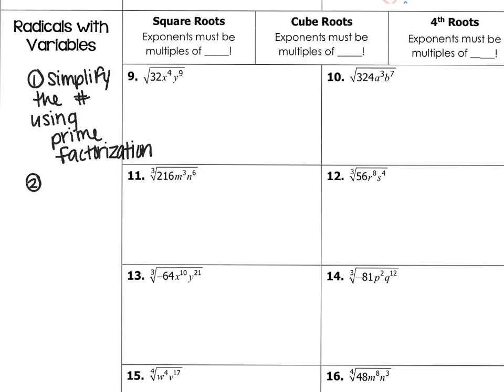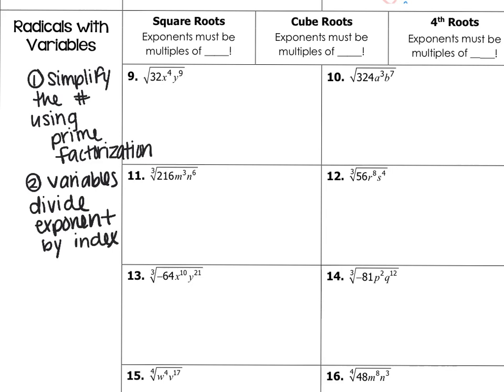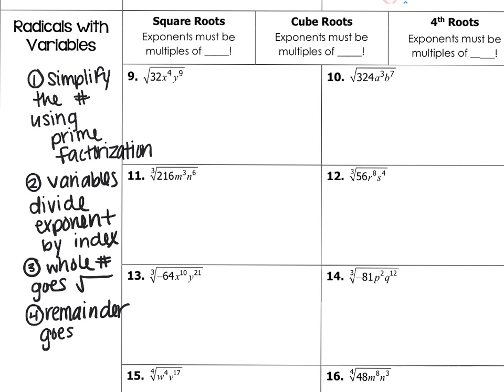The second step is going to be pertaining to the variables. And what you're going to do is divide the exponent by the index. The whole number goes outside the radical. The remainder goes inside the radical.